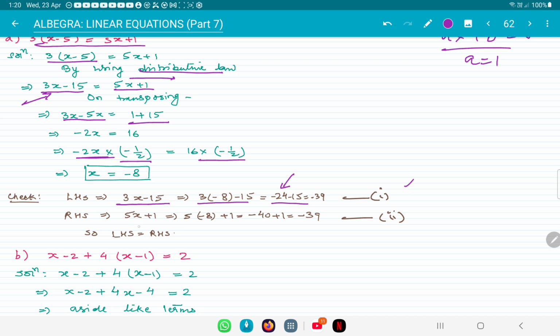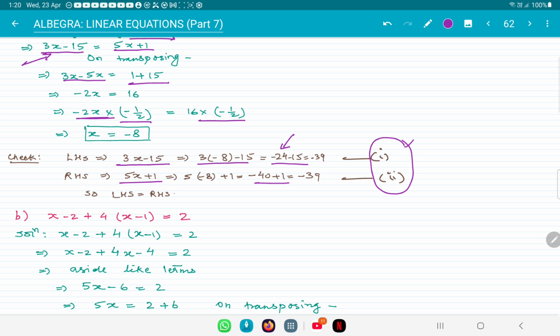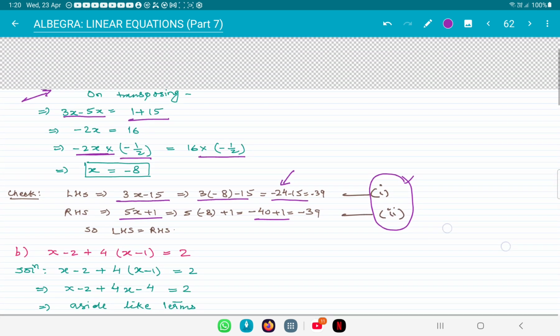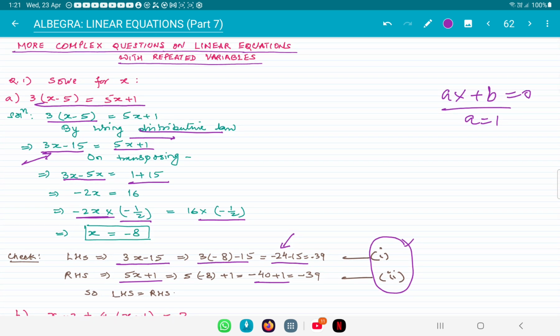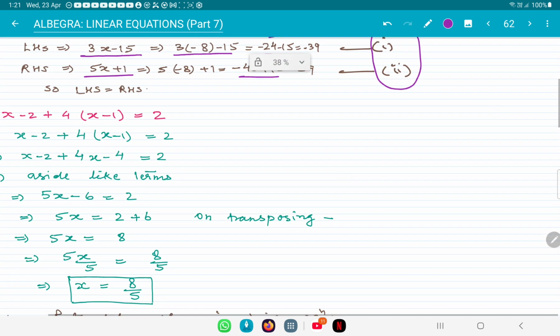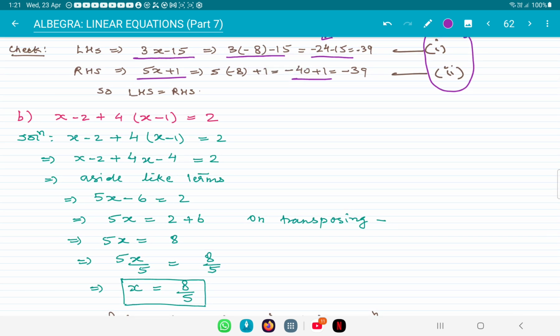This is our first. Now take RHS. So RHS is 5x plus 1. So put minus 8 in this. So we get minus 40 plus 1 is equal to minus 39. Now see from 1 and 2, we are seeing that in both cases we are getting minus 39. So LHS is equal to RHS. Since LHS is equal to RHS, our final answer minus 8 is right. Now see the second one, x minus 2 plus 4 bracket open x minus 1 is equal to 2.